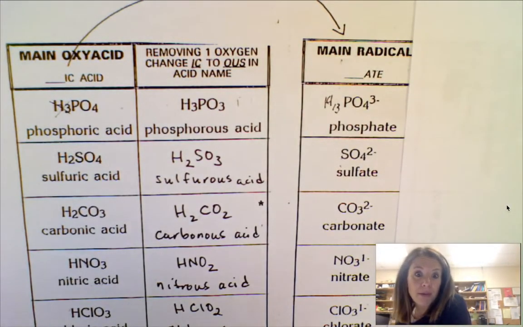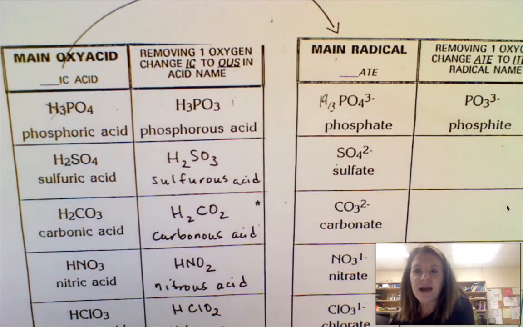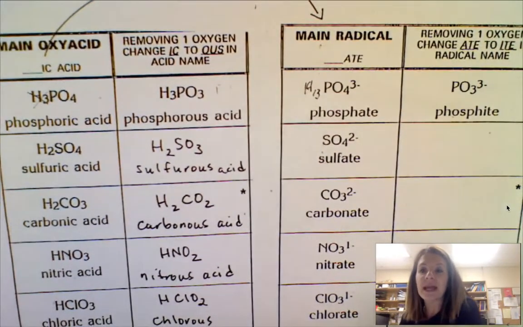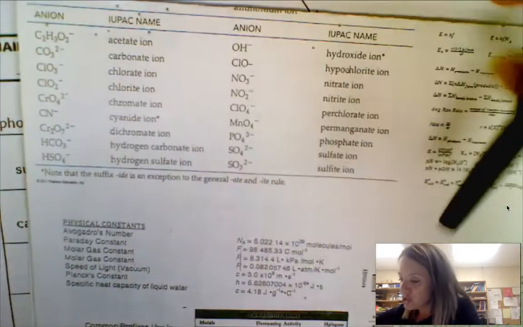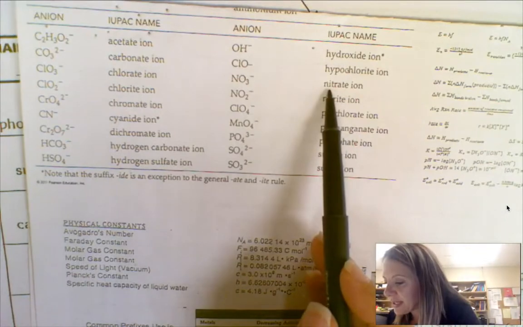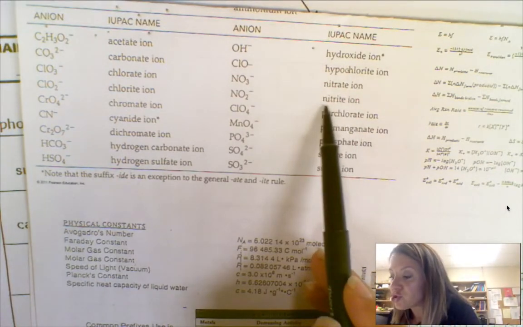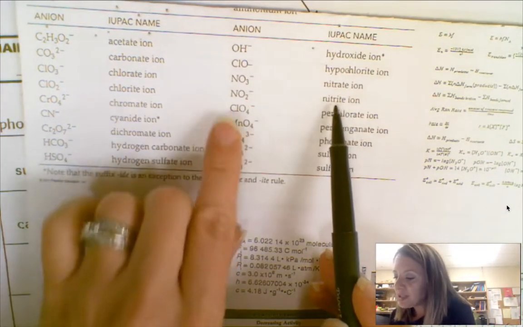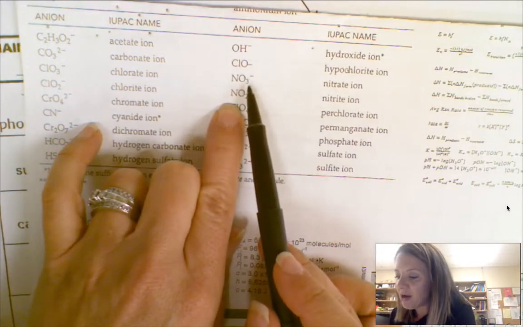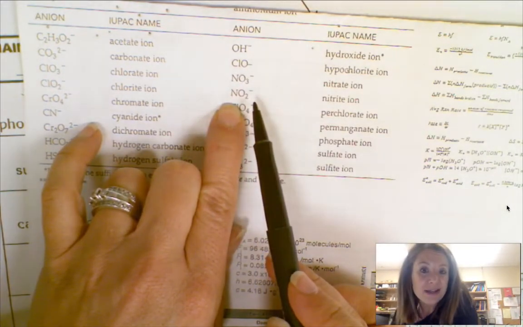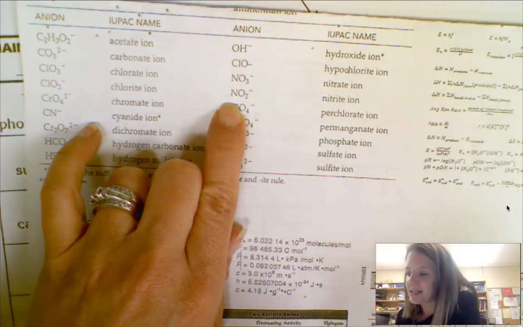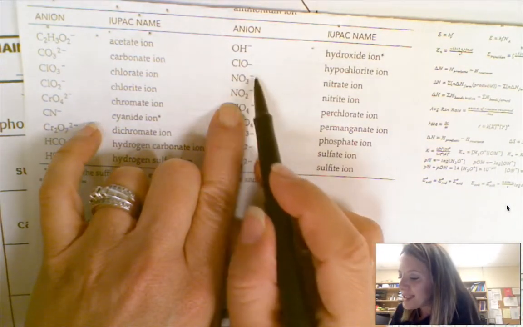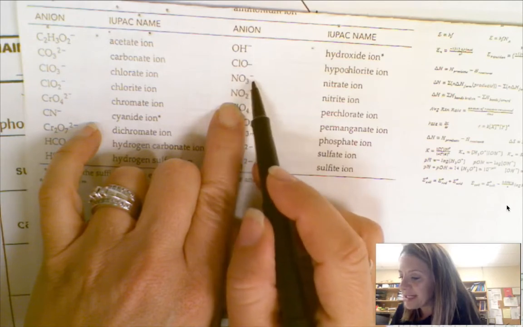Now you can probably note that when you want to make ite ions, sometimes we have ite ions in our polyatomic chart. So if you take a look here, here's nitrate, here's nitrite, right? Notice that the only difference between an ate ion and an ite ion is the number of oxygens. The same with our ic acids and our ous acids. So we see the charge for nitrate is -1.